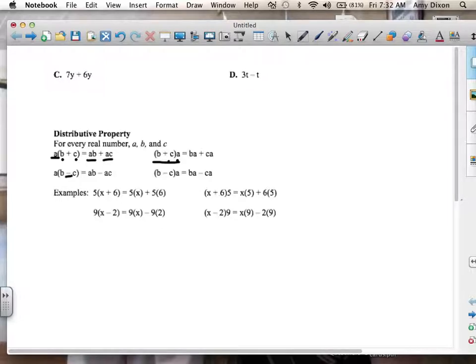This first one here, 5 times x plus 6, that turns into 5x, 5 times x. Okay. So we do an arrow, 5 times x, and then 5 times 6. So 5 times 6. And that works for all of these cases. It even works when you've got a minus sign. 9 times x minus 9 times 2. So this is the distributive property.